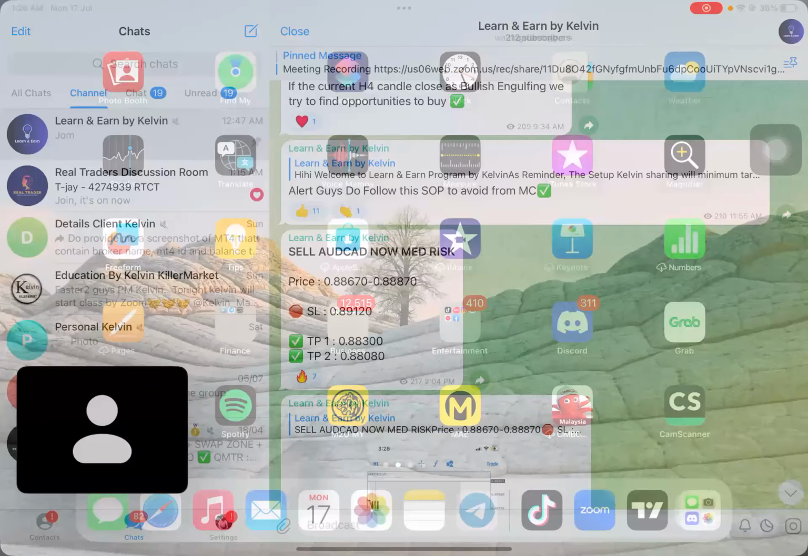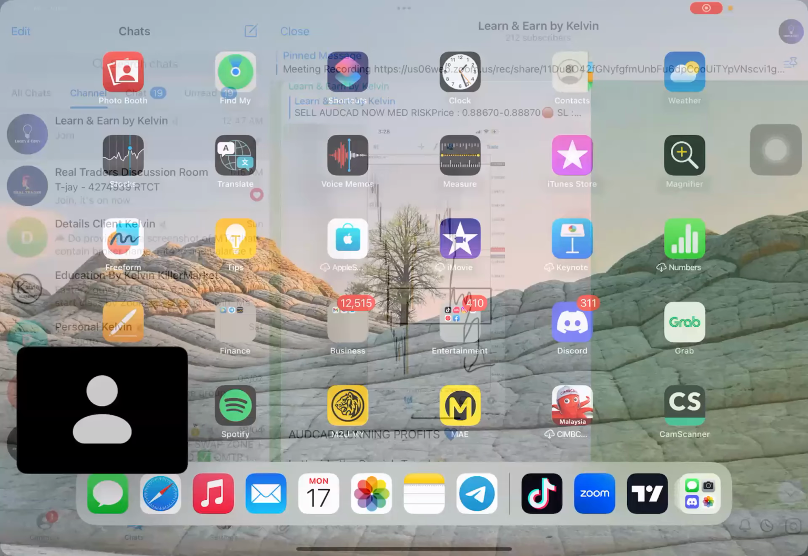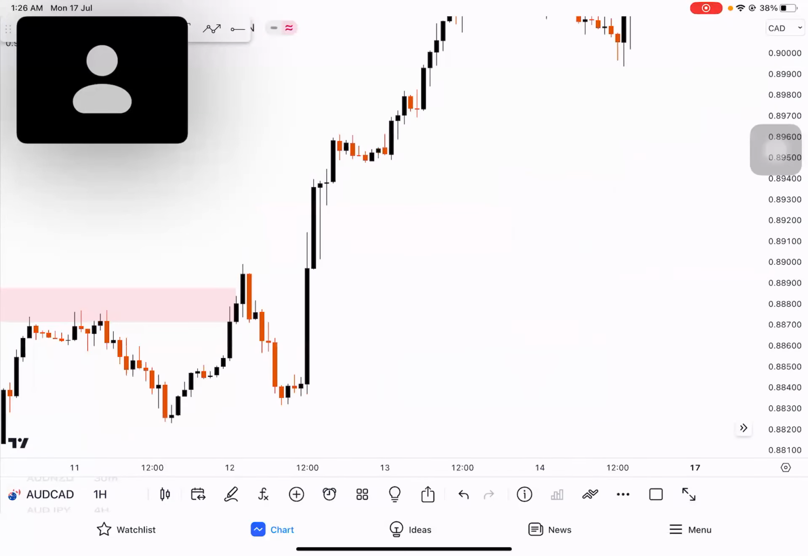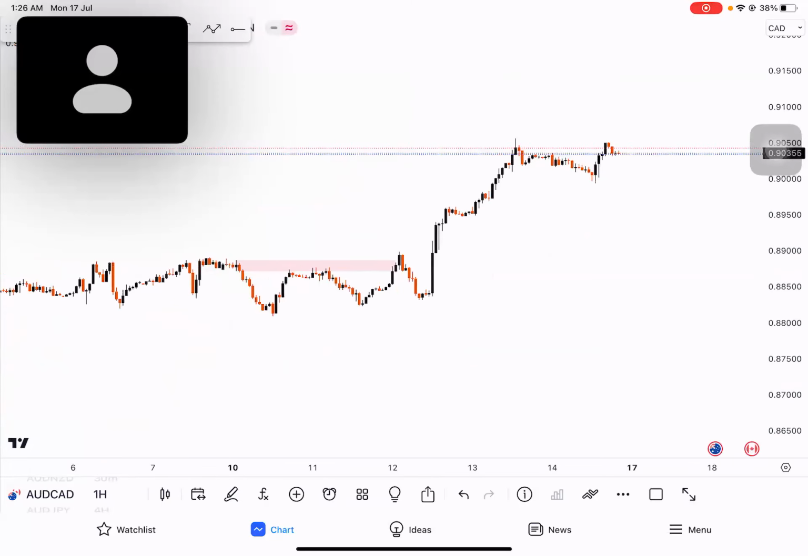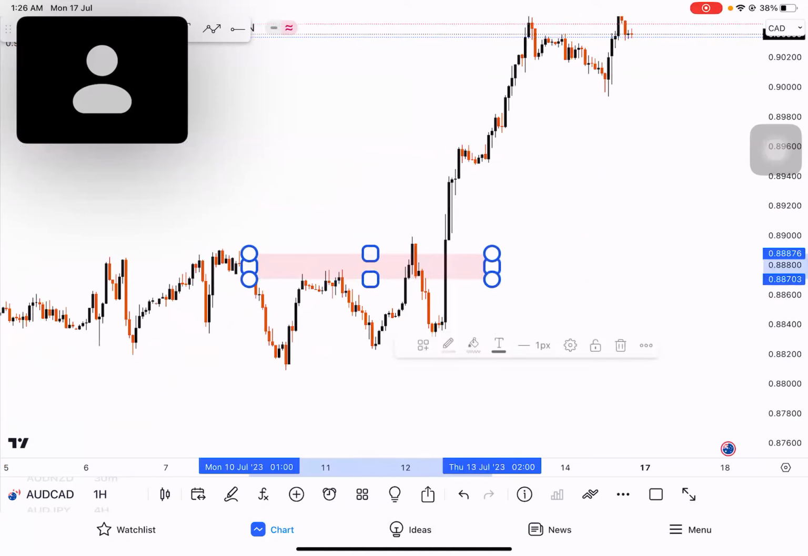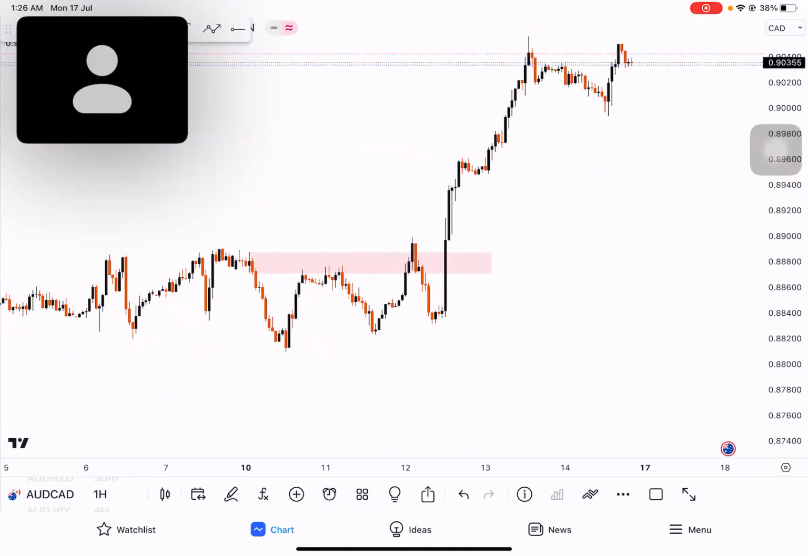So the next setup is AUD CAD selling. Where is it? I think it's around this area. We were able to get a profit, but lastly it broke out of the setup. Okay, this is in this area.